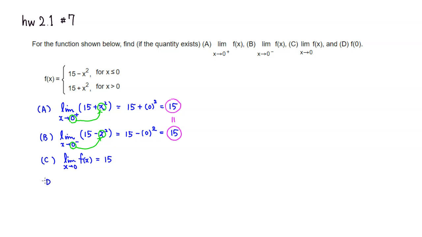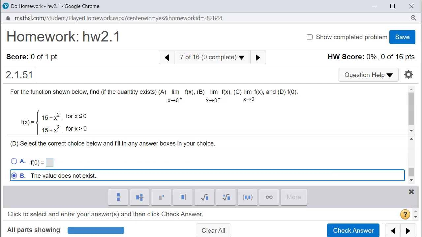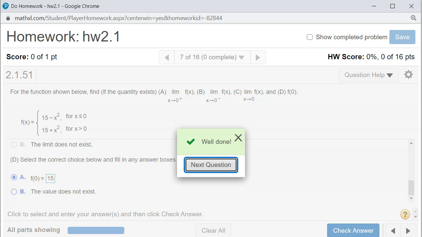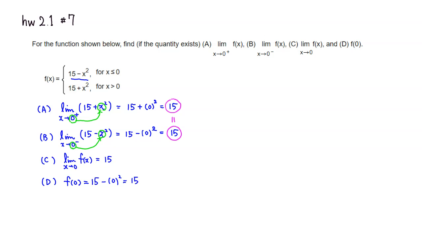So for D, if you want to evaluate f of 0, we use the top formula. You have 15 minus 0 squared, which is 15. Turns out the answers are not that exciting because it's all 15. But 15 is the correct answer. So we put 15 in there and check the answer. We got that. That's it. I hope that this was clear.